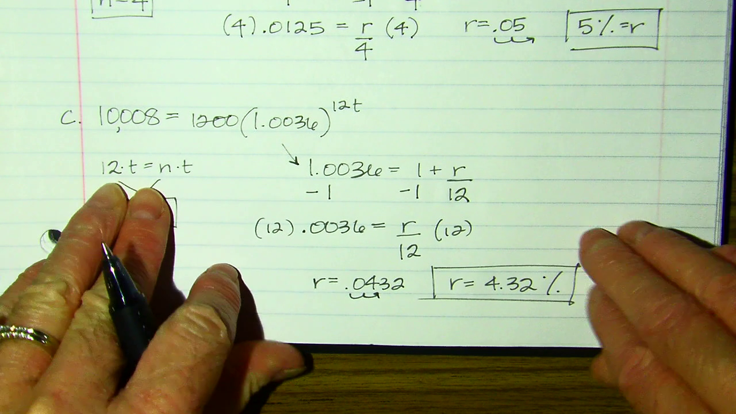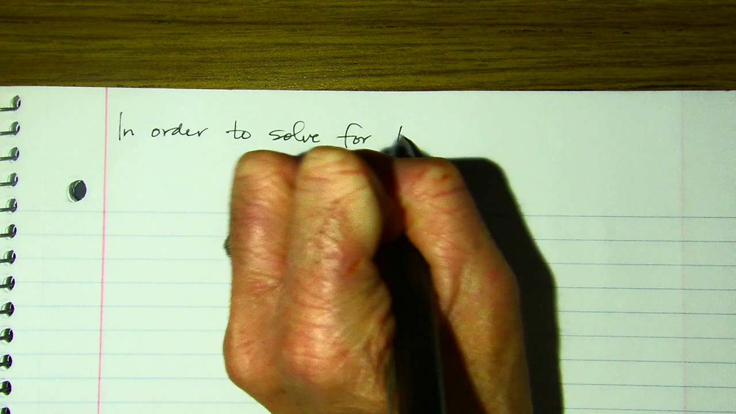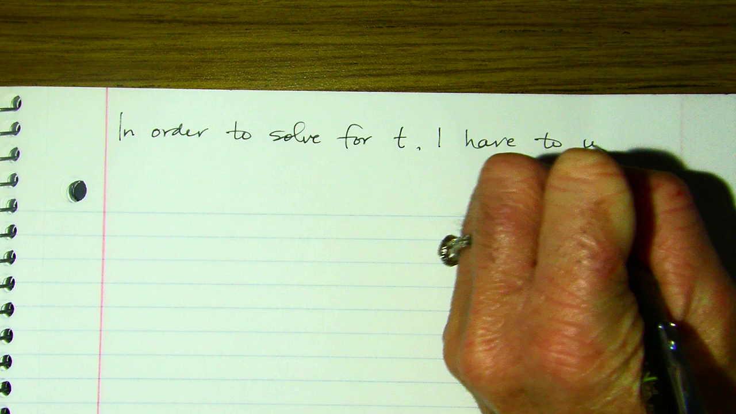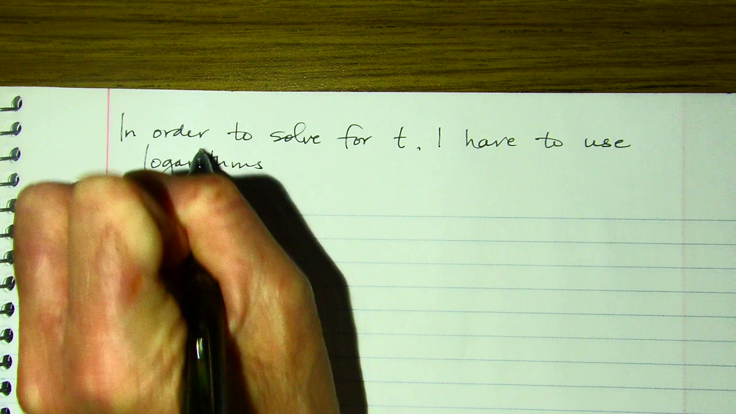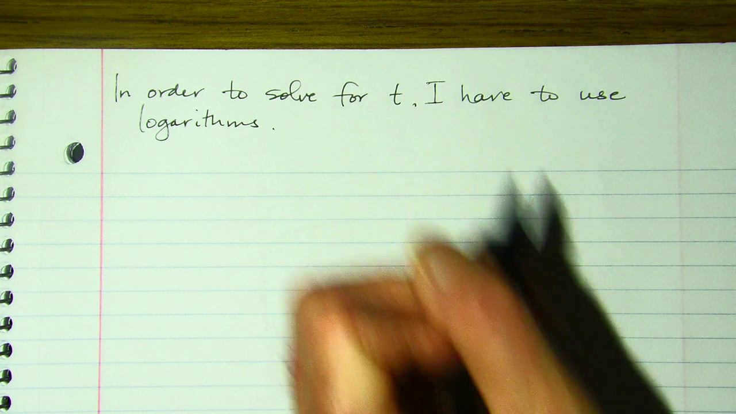Okay. Now moving on, so that has us finding r and n. And r and n are easy to find based on what we know about our formulas. But to find t, I have to use logs. Now that might be something you've never heard of. It is gone over in Algebra 2. So if you didn't take Algebra 2, this is going to be new to you.